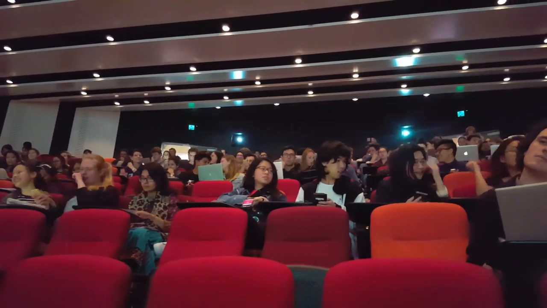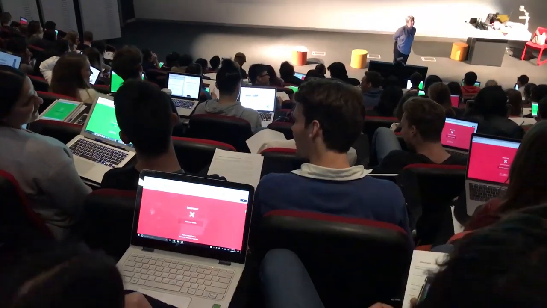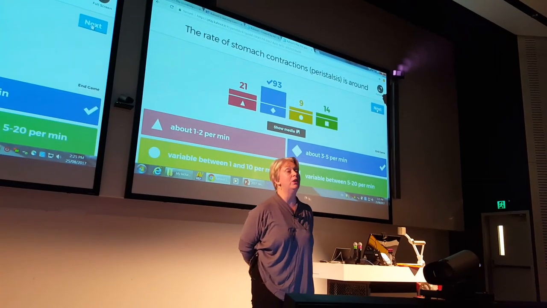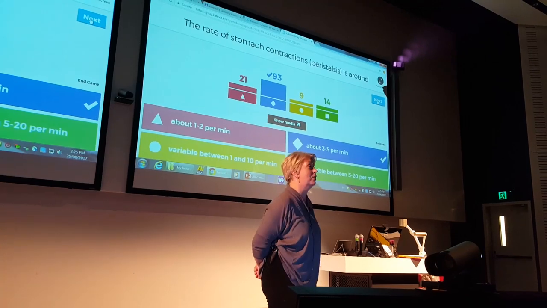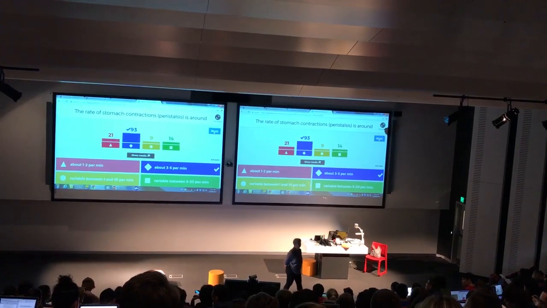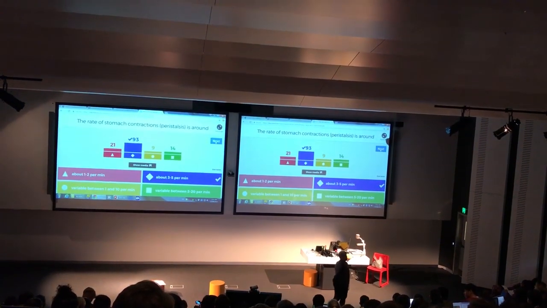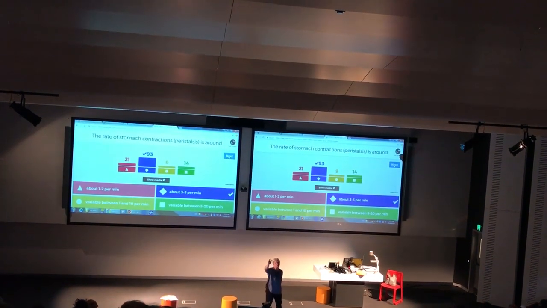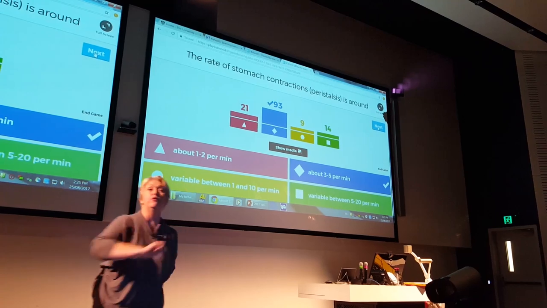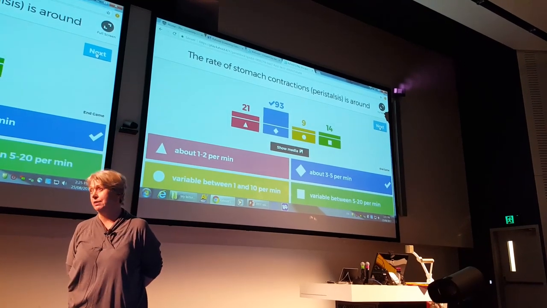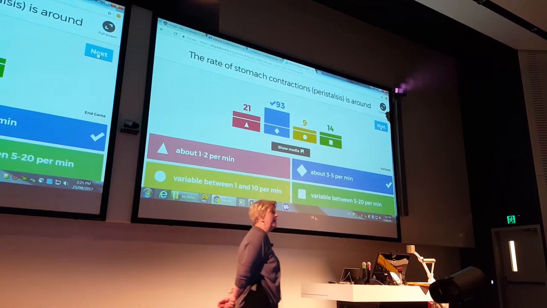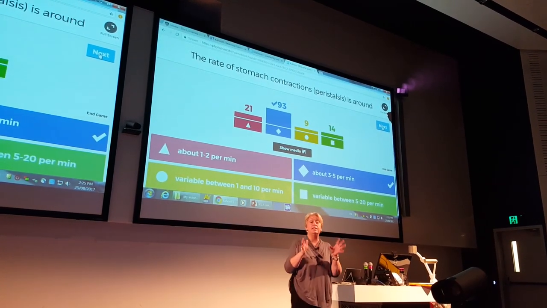The rate of the stomach contractions is going to be set by what? Can you think? We were talking about this earlier. What's the rate of the contraction set by? By the slow wave. The frequency of that slow wave is what's determining the frequency of the stomach contractions, the peristalsis, okay? All right, so that's what's determining that it is set at about 3 to 5 per minute.